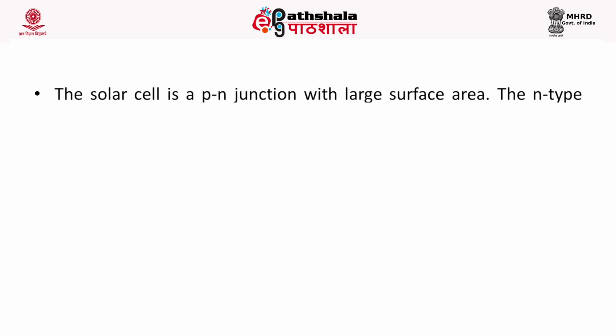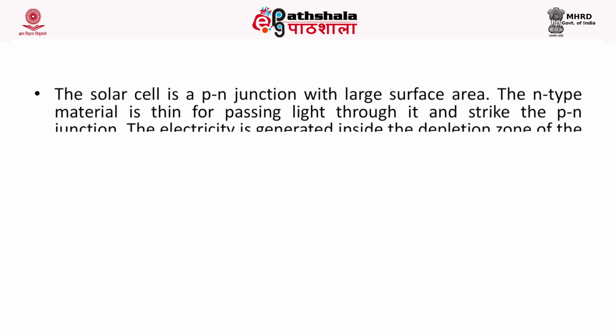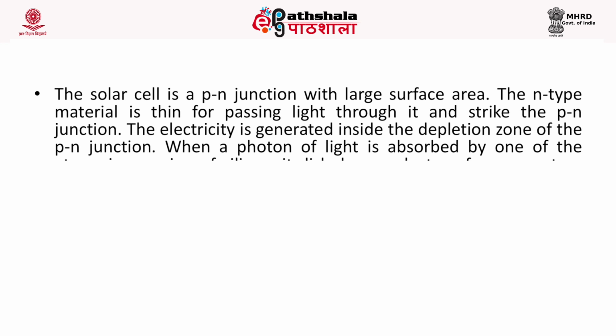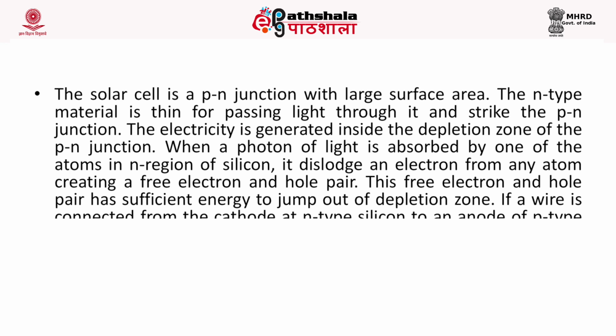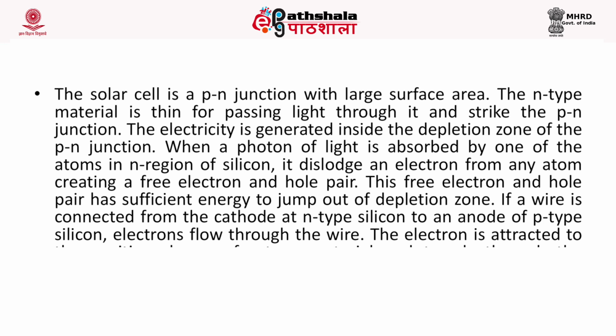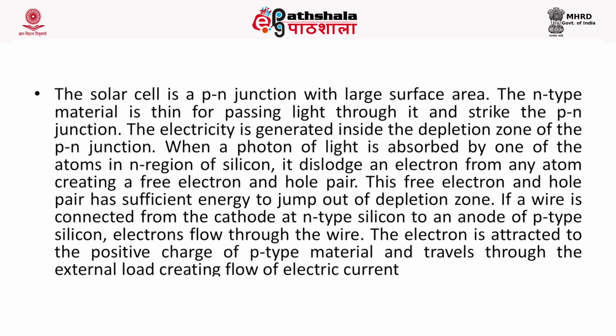The solar cell is a p-n junction with large surface area. The N-type material is thin for passing light through it and striking the p-n junction. The electricity is generated inside the depletion zone of the p-n junction when a photon of light is absorbed by one of the atoms in the n region of silicon. It dislodges an electron from the atom, creating a free electron and hole pair. This free electron and hole pair has sufficient energy to jump out of this depletion zone.